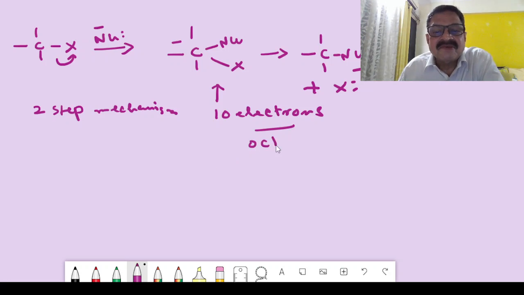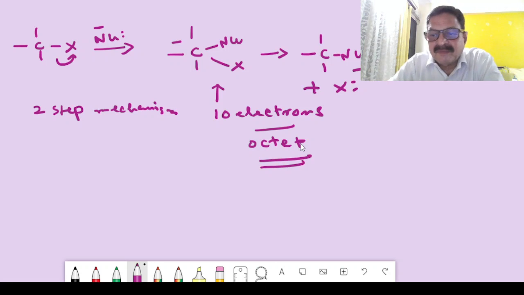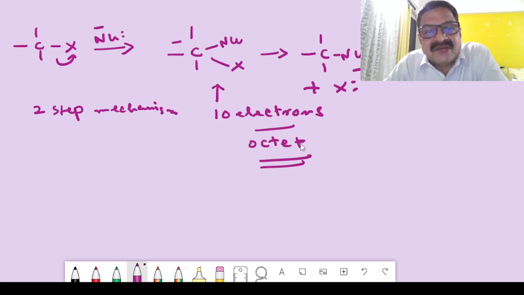Therefore, this mechanism violates the fundamental principle. There is an inherent defect, an inherent problem, in the mechanism. It contradicts the fundamental rule. That is, the 10 electrons around this negatively charged carbon are against the octet principle.